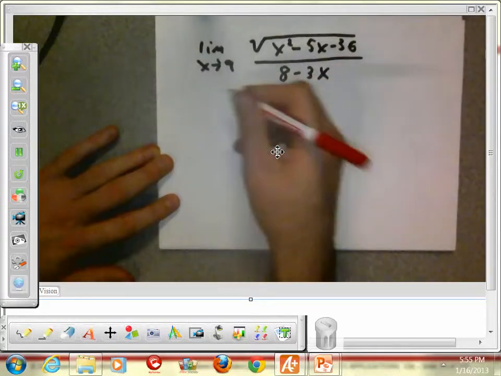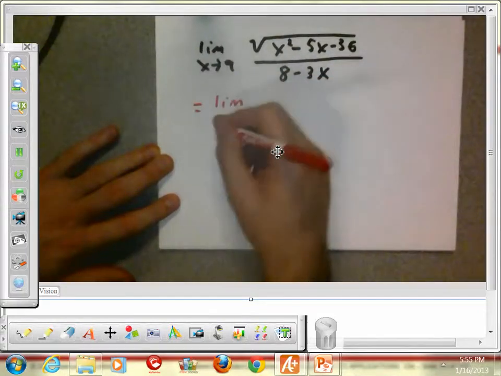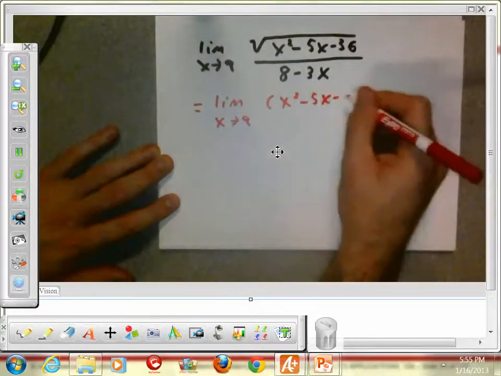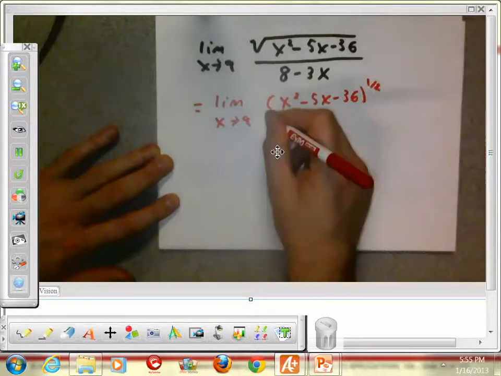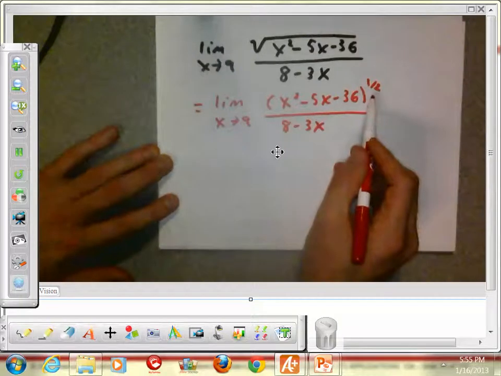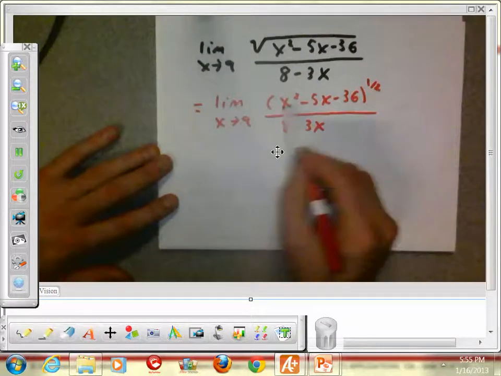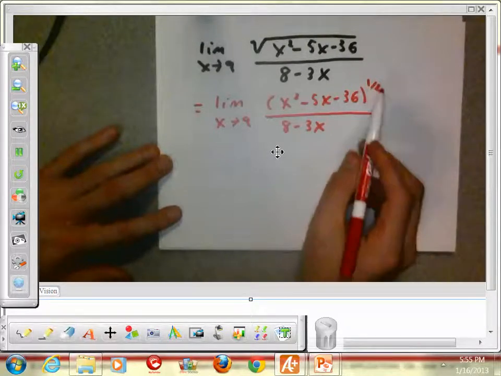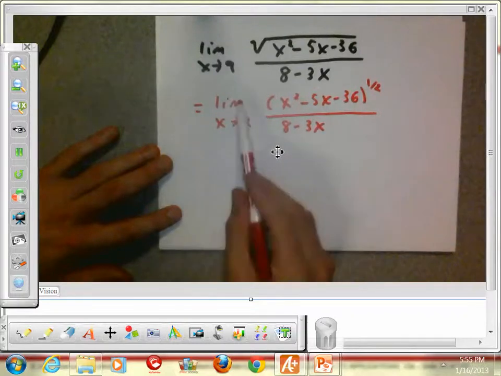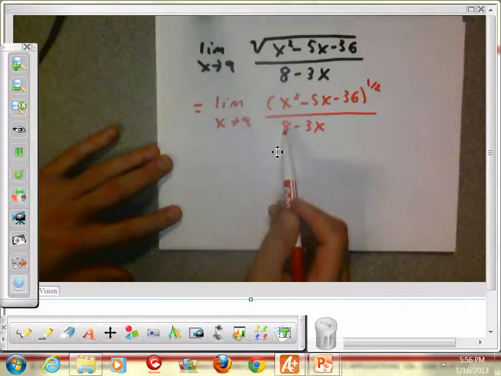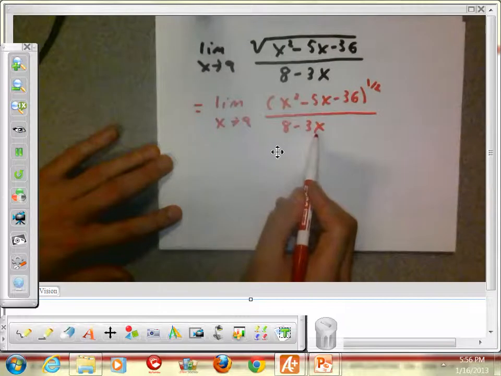So this is going to be equal to the limit as x approaches 9 of x squared minus 5x minus 36, raised to the 1/2, divided by 8 minus 3x. Remember, a square root means raised to the 1/2 power. When I have something raised to a constant, I can bring the limit inside. And I can also split a limit over division when the bottom one doesn't go to 0. Well, 8 minus 3x, I can just plug in 9 for that, and that's not 0.